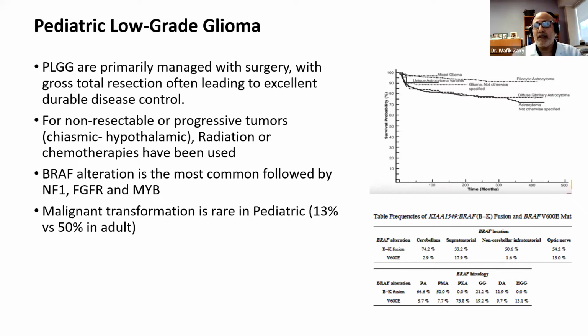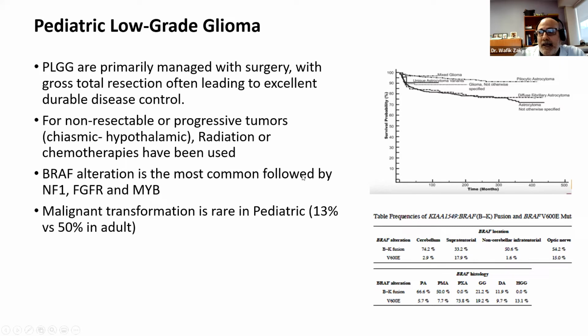Recently, BRAF fusion is the most commonly detected genetic abnormality in this tumor group. Other alterations or mutations include NF1, FGFR, and MYB, as Leo discussed in detail earlier. Malignant transformation is very rare in pediatrics. It's about 12 to 15%, compared to adults, which is 50 to 70%.